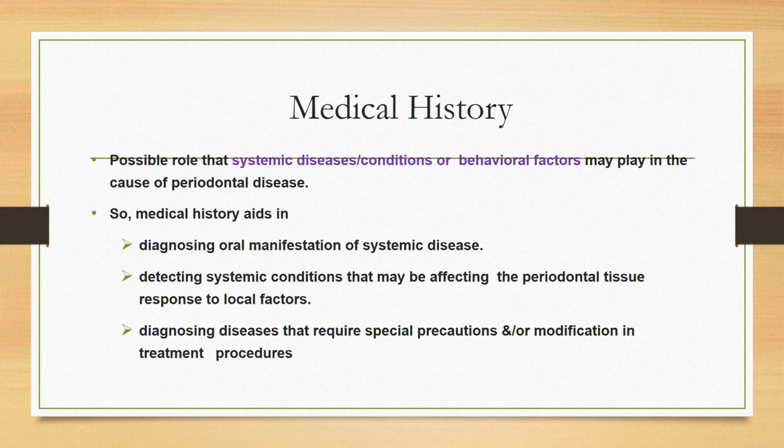Coming to the medical history, which is more important, systemic diseases, conditions or behavioral factors may play a role in the course of periodontal disease. It aids in diagnosing oral manifestations of systemic disease and detecting a systemic condition that might be affecting the periodontal disease response to local factors. It also identifies diseases that require special precaution or modification in the treatment procedures.